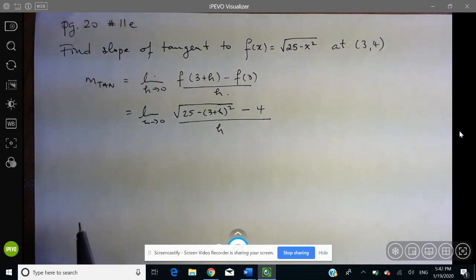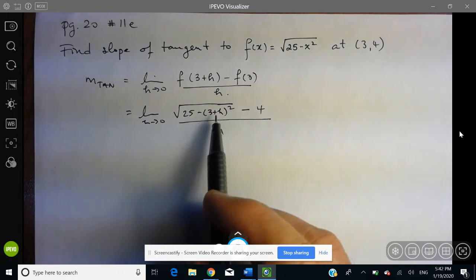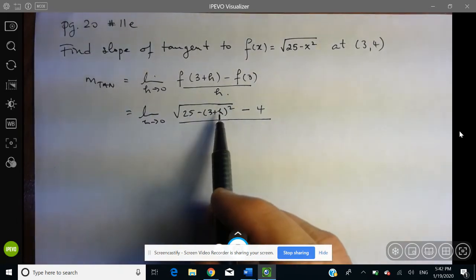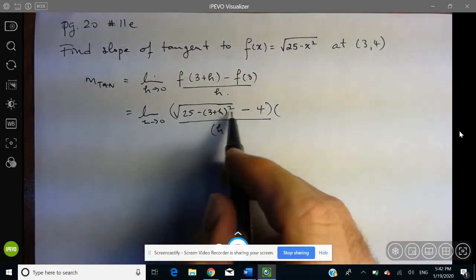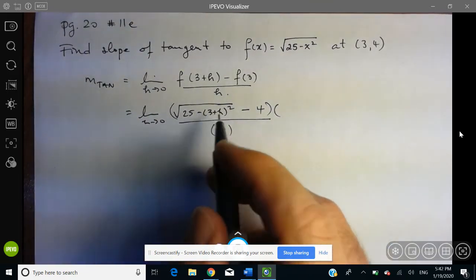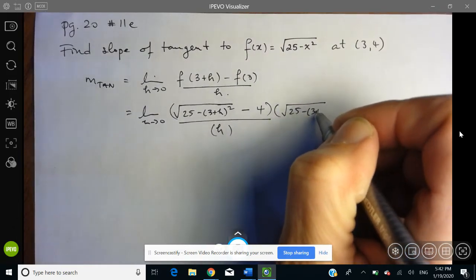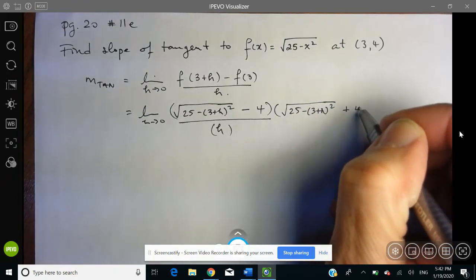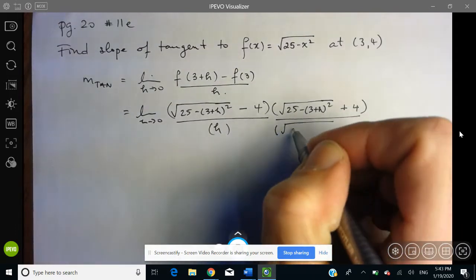The trick we saw was that when we have the variable stuck inside a square root, we can use the idea of rationalizing to get it out of the square root. So I'm going to multiply both numerator and denominator by the conjugate of this expression, because this is the square root that I want to eliminate. So I'll multiply by the square root of 25 minus (3 plus h) squared, and here, instead of minus 4, it's going to be plus 4. But of course, if I multiply that to the numerator, I have to do the same thing to the denominator.